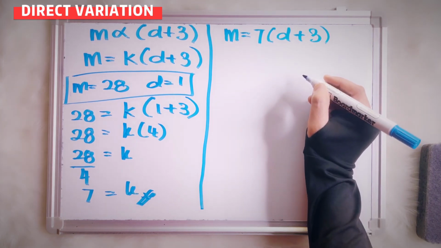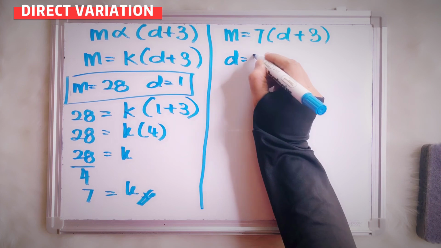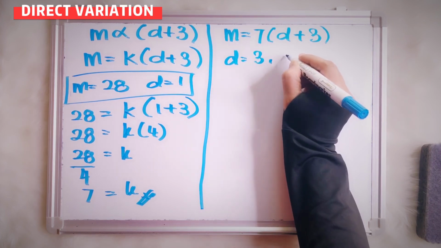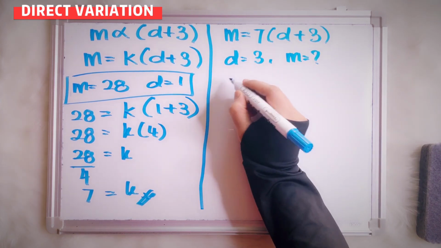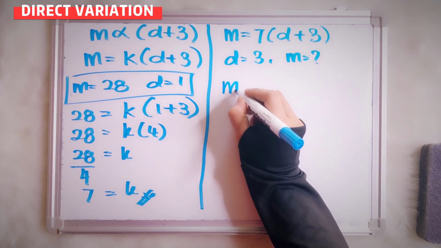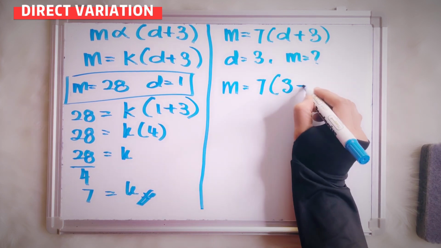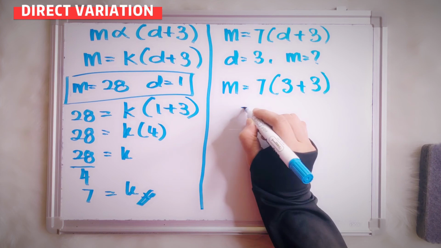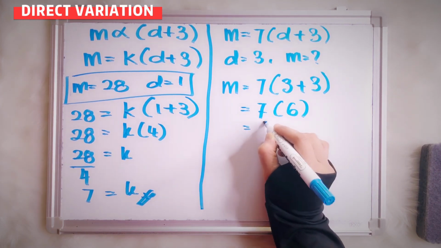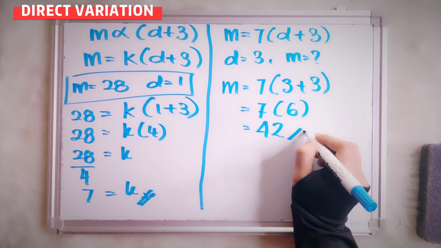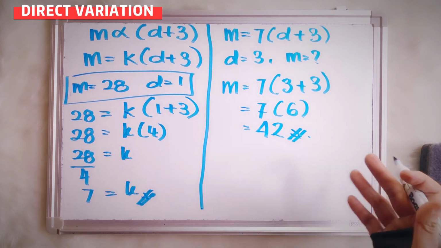Okay? So now you have the value for d. When your d equals 3, you have to find what is the value for m. Okay, same thing also. Okay, just substitute, okay? So m equals 7. Your d is 3 plus 3. That means 6, right? So 7 times 6. So you will have 42. Easy? Okay, so this is the direct variation.